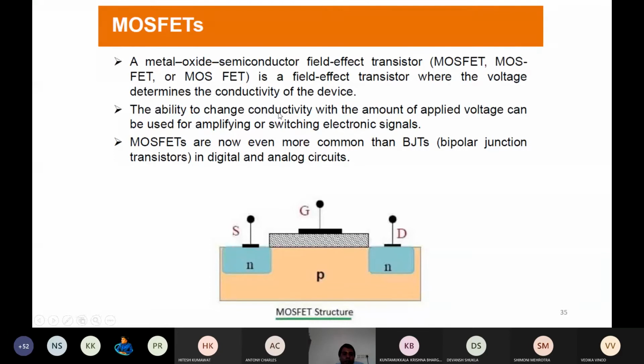And the ability to change the conductivity by the amount of voltage applied on the gate is used for amplification or switching of the device. So basically this is the main property: voltage controlled current we are able to find in this transistor. Previously BJTs were more common, but now MOSFETs are more common for both types of design, either logic design or analog design. So digital and analog design both are more interested in MOS technology, MOSFETs, or especially CMOS.